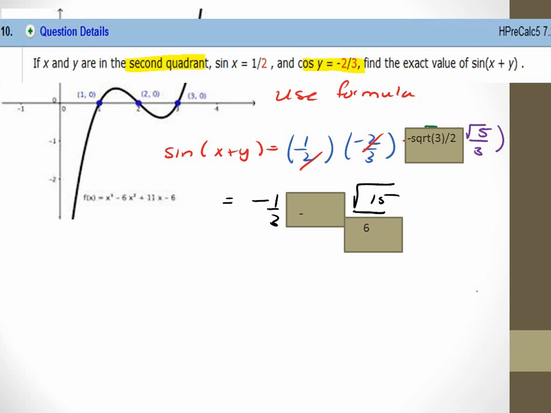Could you go back to the formula with the sine of x plus y? Absolutely. In fact, let me pass out your in-class assignment. You see these formulas sitting straight in the front. Thank you. It's called the sum of angle formulas.